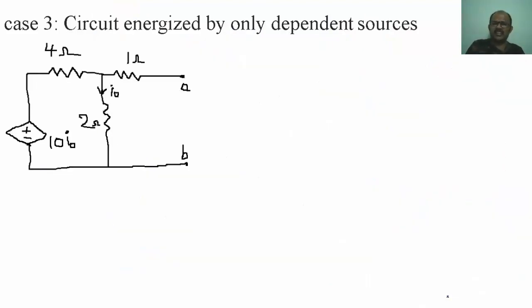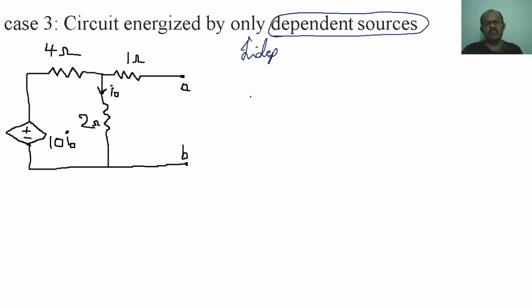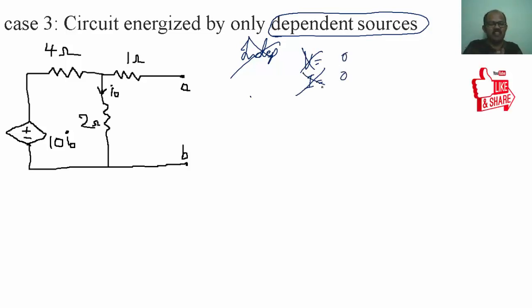Let us consider case 3 problems, where the circuit is energized by only dependent sources. Nothing but you will not have any independent sources. Whenever you do not have any independent sources, at time t equals infinity, you will not have voltage and you will not have current either.